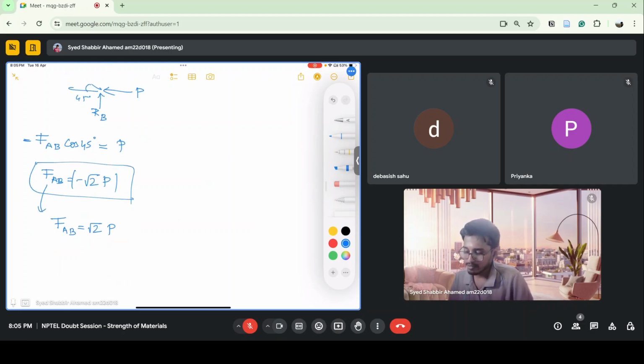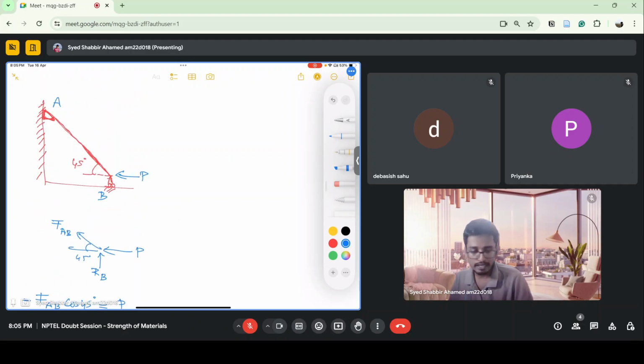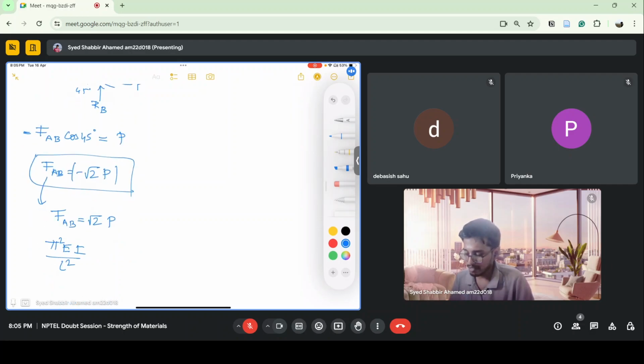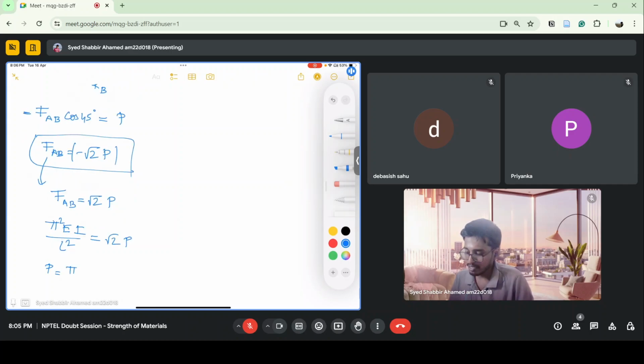I want to find out the maximum P which I can apply. If FAB reaches the critical or buckling load, then the buckling load for the pin case is pi square EI by L square, where L is the length of the strut. Then P will be equal to pi square EI by root 2 L square. This is the maximum P which I can apply.